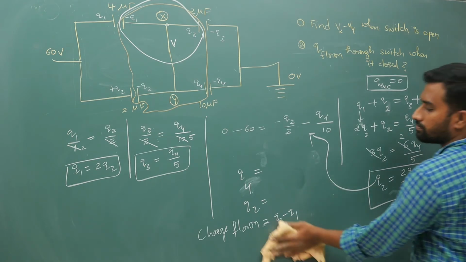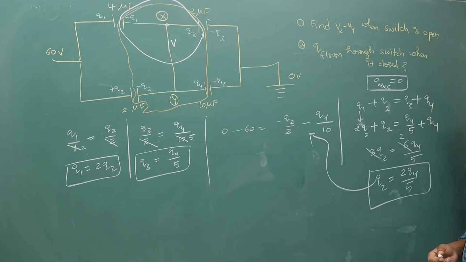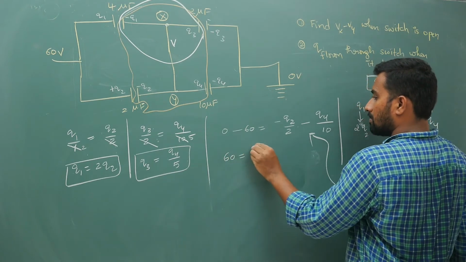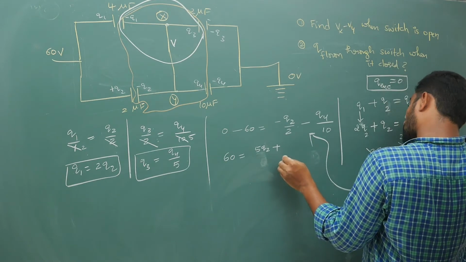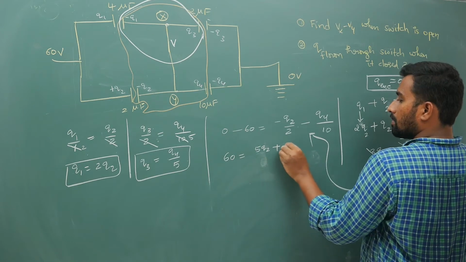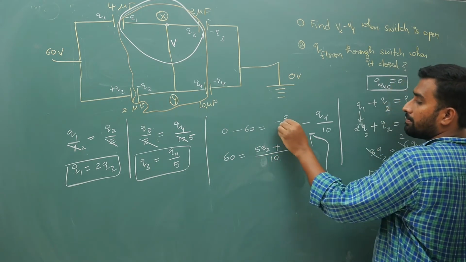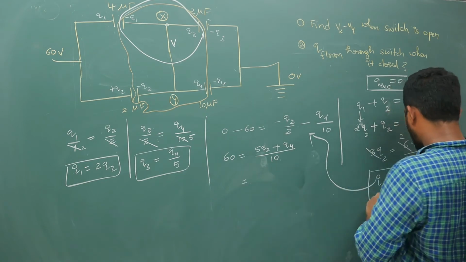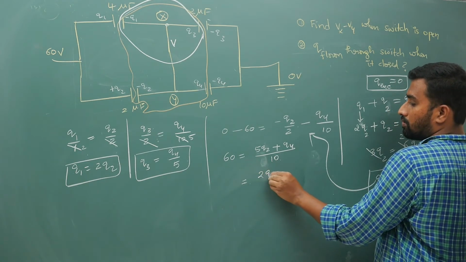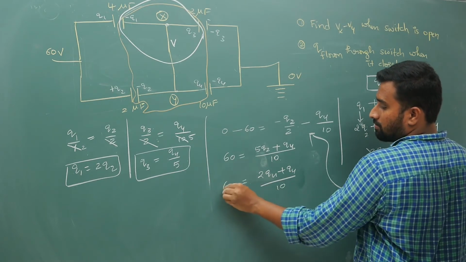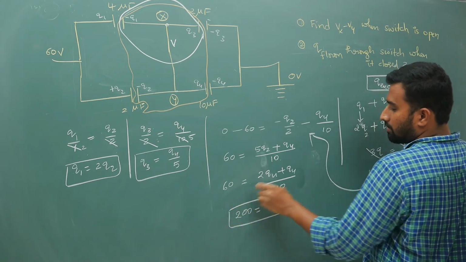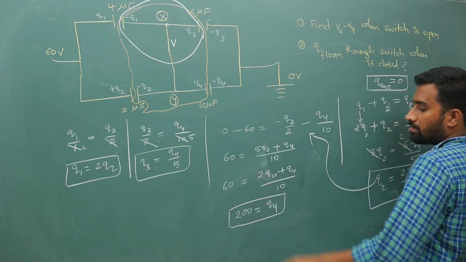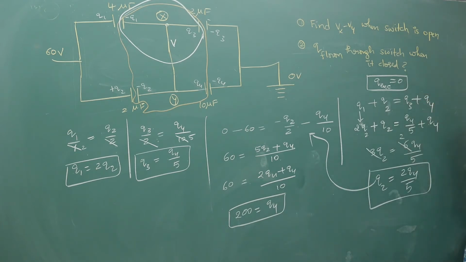Okay, so now let's do this. So 60 is 5q2 plus q4 by 10. I have multiplied by 2 by 2. So 5q2 can be written as 2q4. 2q4 plus q4 by 10 is equal to 60. So if you simplify, 2 plus 1, 3, 3 ones are 3, 3 20s are 60, 20 into 10 is 200. So q4 is 200.